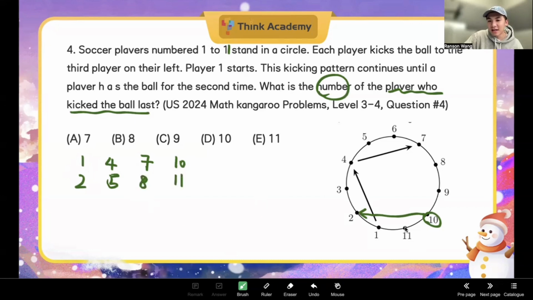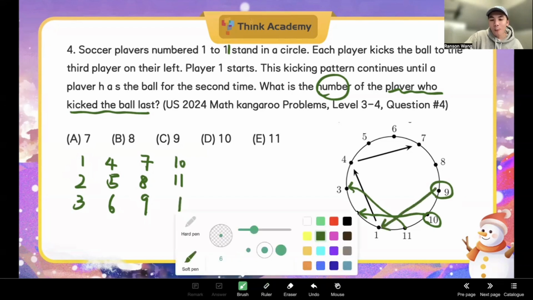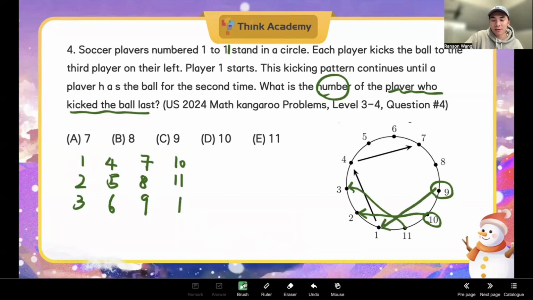Now 11 is going to kick to the third one. Third one plus 3 is 6, and 6 plus 3 is 9. Be careful, 9 is right here. Plus 3, that's going to be 1. So 1 has already kicked the ball before. We want to know the number of the player who kicked the ball last. So this is the player who kicked the ball last, and that's actually number 9.